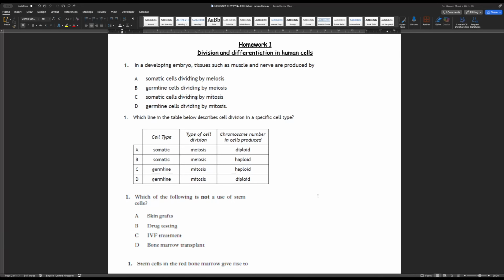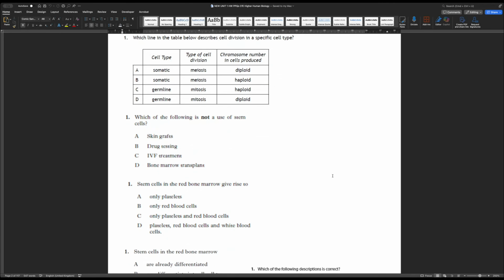So in a developing embryo, tissues such as muscle and nerve are produced by... are they going to be somatic or germline? Well, we know that all the cells in the body, apart from those involved in reproduction, are somatic. So we're going to go with somatic, and we know that somatic cells only divide by mitosis. That narrows down our answer to C. It can't be A because somatic cells don't do meiosis, and it's not germline cells. So we're looking for C for that first one.